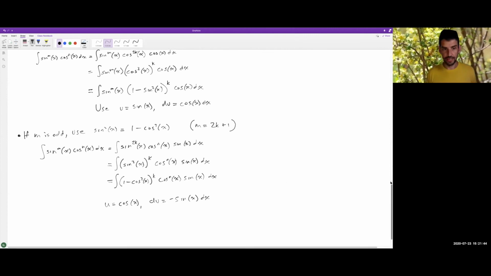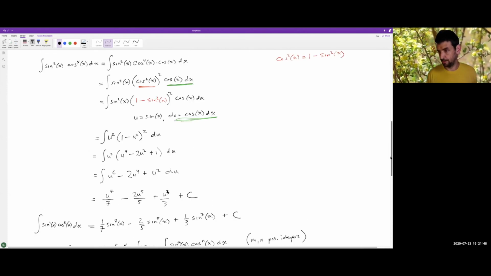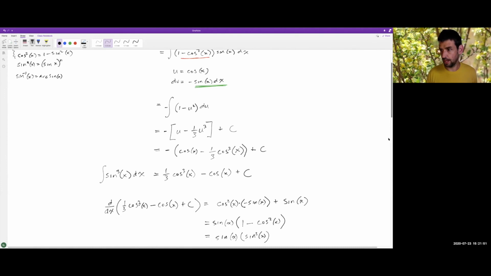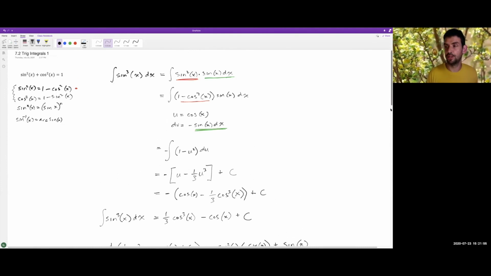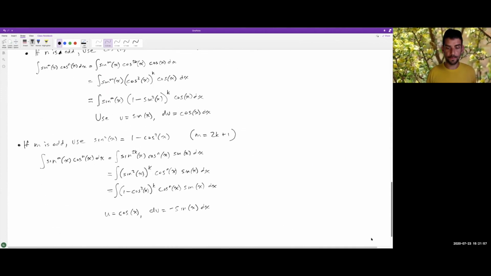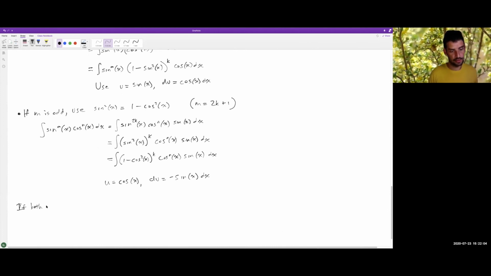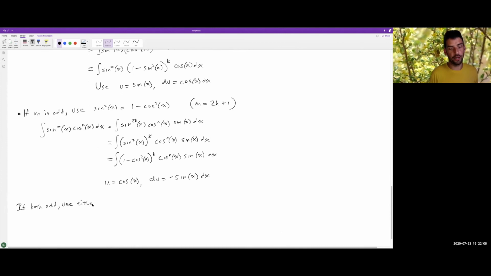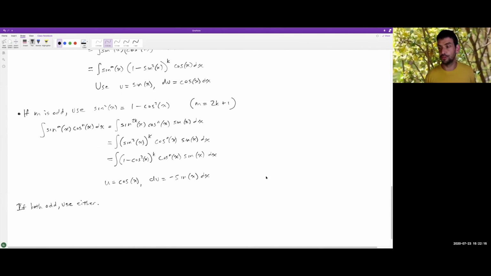Okay, so again, that one's very much like the first example, although in that example, I only had powers of sine, but the same strategy applies. If they are both odd, use either. It won't matter. You can use either one you want, either method. If they're both odd, it's up to you which one you decide you want to use.